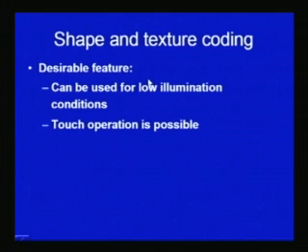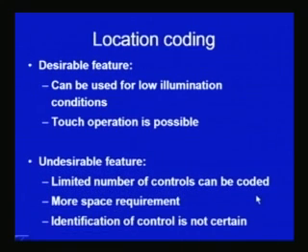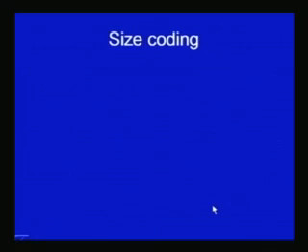The desirable features of this coding method for control devices are that it can be used in low illumination conditions, and touch operation is possible. Undesirable features of the location coding method are that a limited number of controls can be coded, more space is required, and identification of the control is not certain by this method.